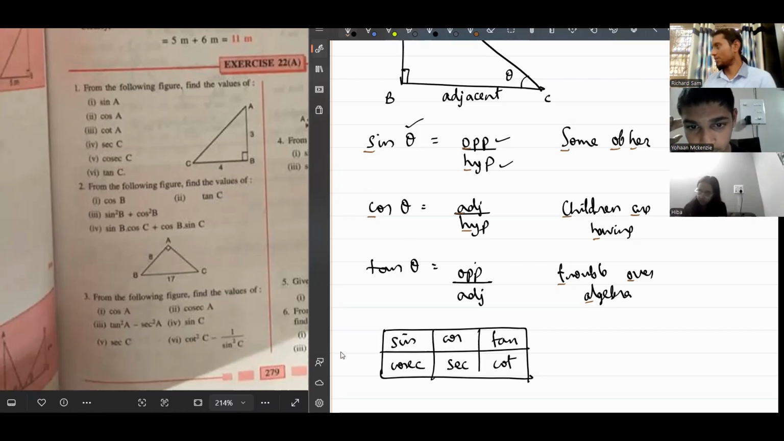But somehow you have to draw this table. If you draw this table, you will get everything. Right now, draw this table: sine, cos, tan, and their reciprocals.